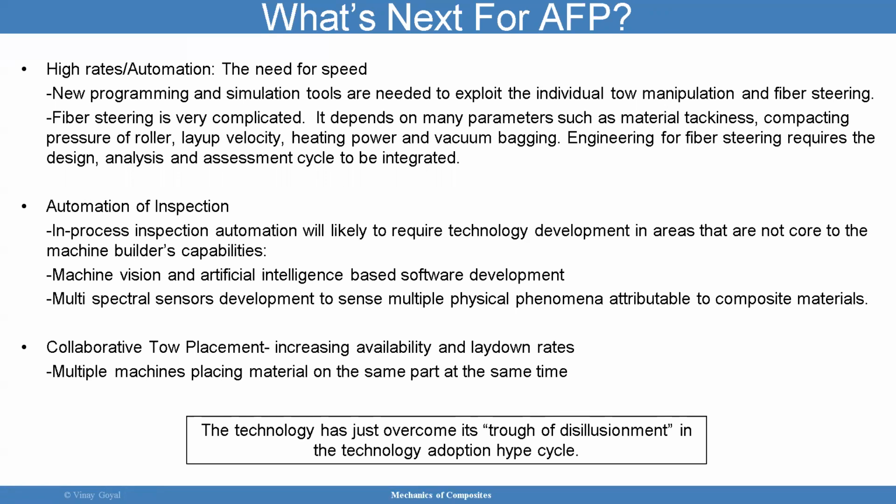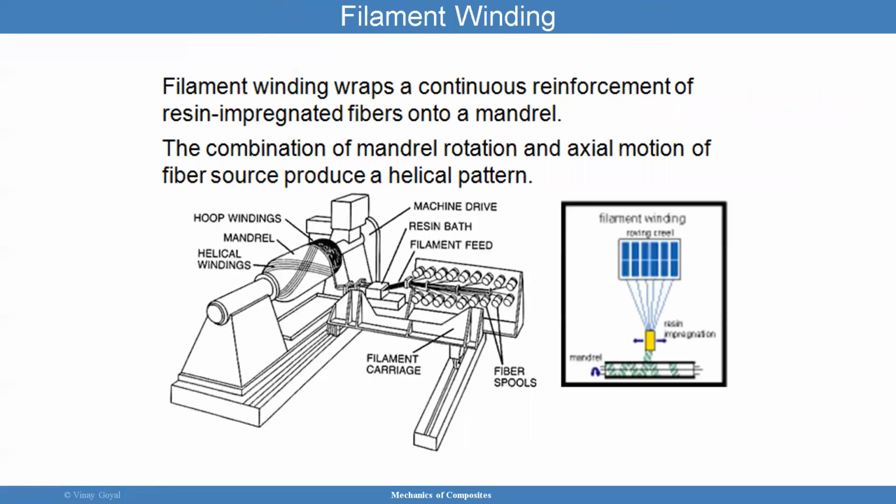Artificial intelligence, now with machine learning applied to the software, so it can better optimize its paths. And you can also have collaborative tow placement. One approach is to have multiple machines. So you have multiple machines trying to place material in the same part at the same time. But yeah, so it's done a good job.